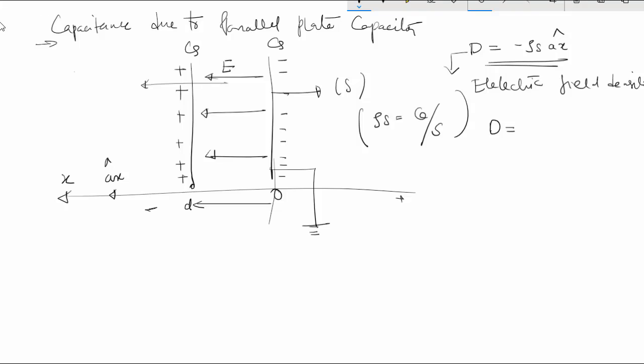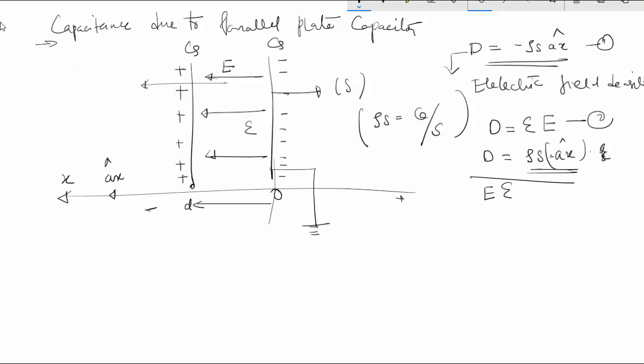It is known that the electric flux density can also be given by epsilon into E, where epsilon is the permittivity of the medium, so D is equal to rho s into minus ax, which is equal to epsilon E. This is my first equation.